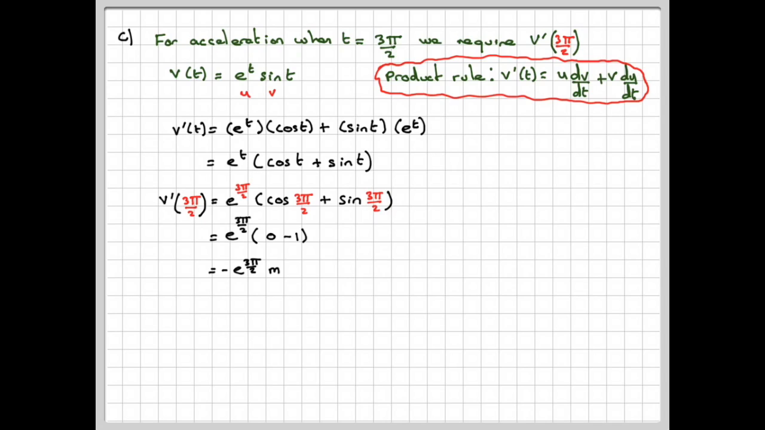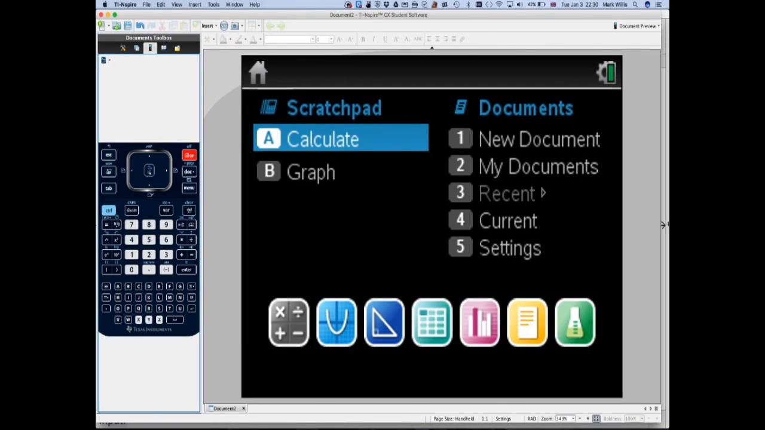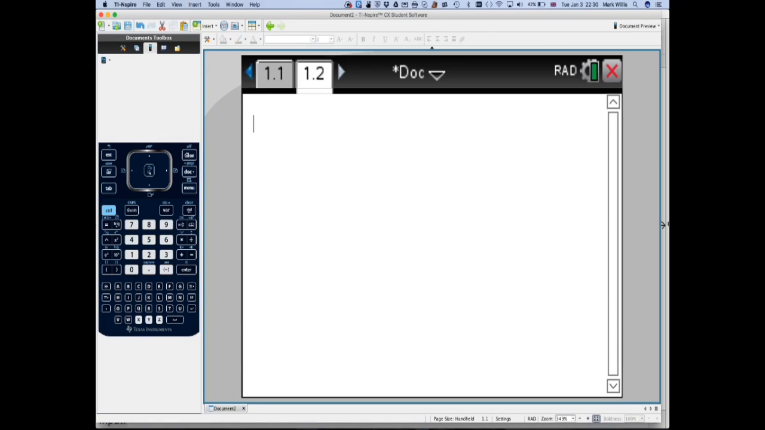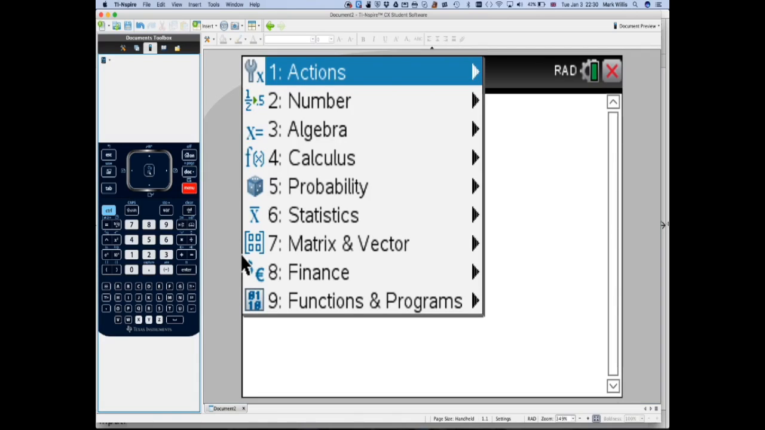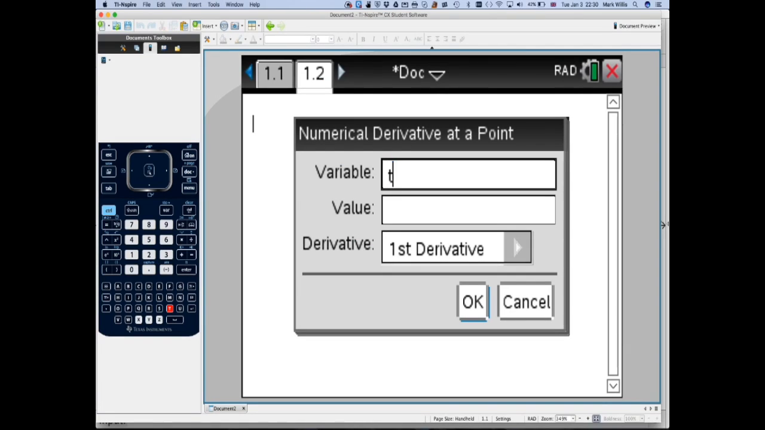So we get an exact answer of minus e to the 3 pi by 2 meters per second squared. Now we can do this on our calculator. So go to our calculator, go to the home screen again, and select a calculation mode. We select menu, number 4, calculus, numerical derivative at a point. The variable will be t.